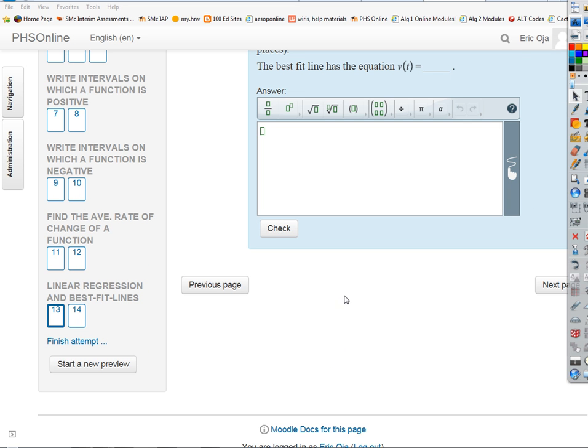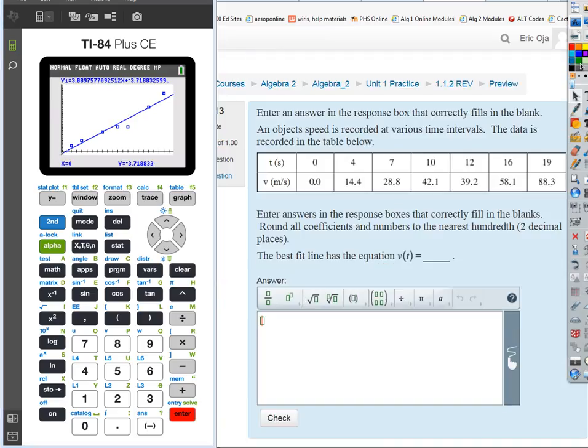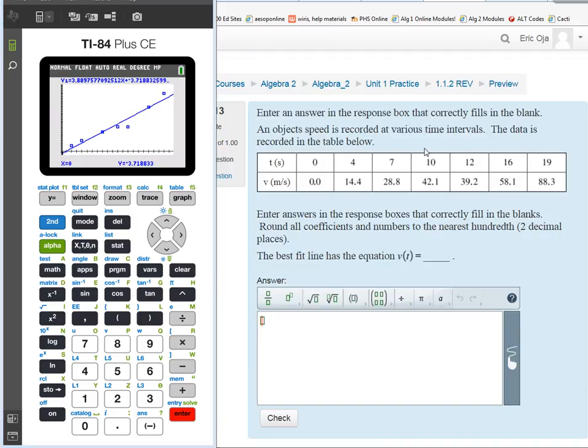All right. So here's some data. Maybe I'll abbreviate this a little bit here. It says an object's speed is recorded at various time intervals. The data is recorded in the table below. So then, what do these stand for? What's t stand for? Time in seconds. What's v stand for? Velocity or speed, right?